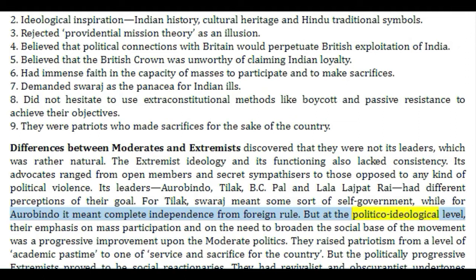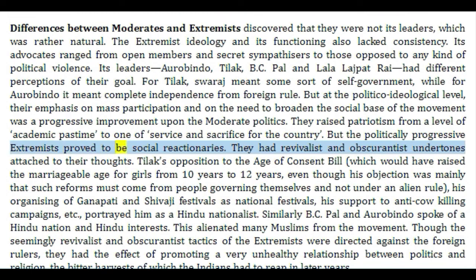But at the politico-ideological level, their emphasis on mass participation and on the need to broaden the social base of the movement was a progressive improvement upon the moderate politics. They raised patriotism from a level of academic pastime to one of service and sacrifice for the country. But the politically progressive extremists proved to be social reactionaries. They had revivalist and obscurantist undertones attached to their thoughts.